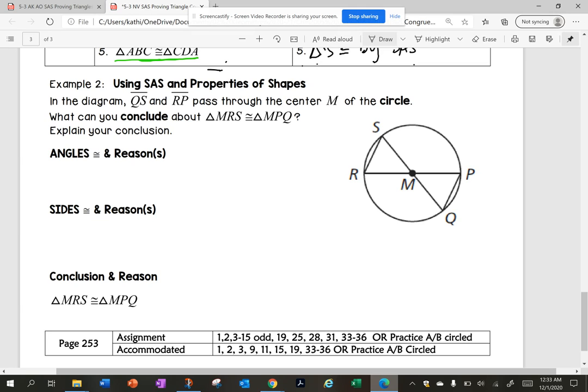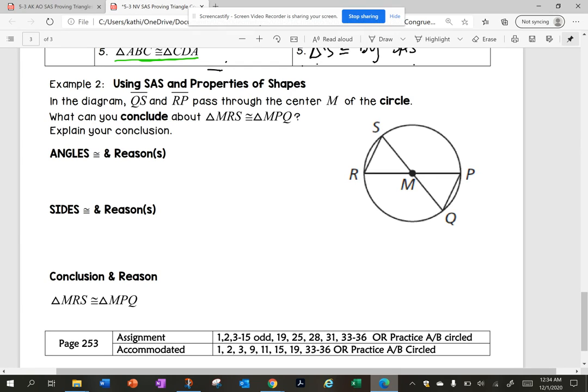Okay, let's apply these properties on a circle. So in the diagram, segment QS and RP pass through the center M of the circle. Can you conclude that triangle MRS is congruent to triangle MPQ? So I want to know, are my two triangles congruent? And I can state they are congruent if I know all 6 parts are congruent, or if I have three parts in a specific order, the side, angle, side.